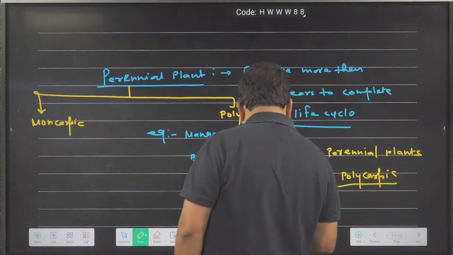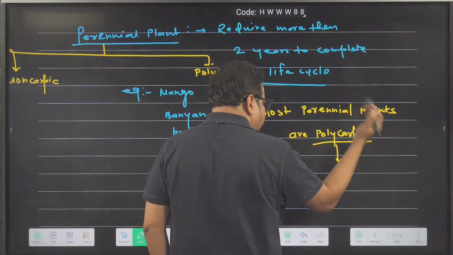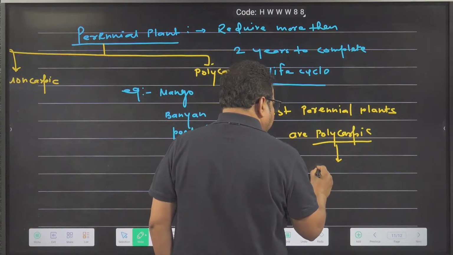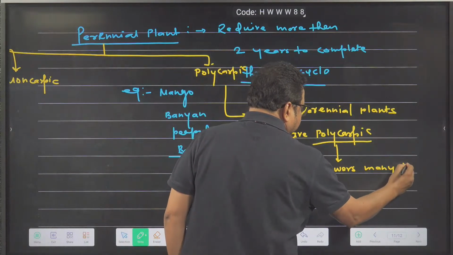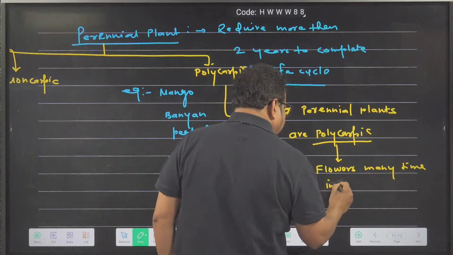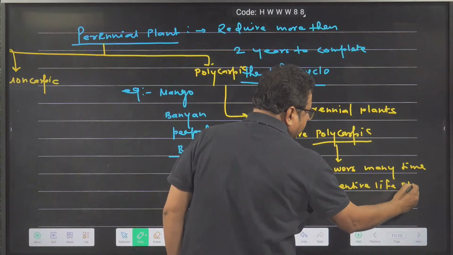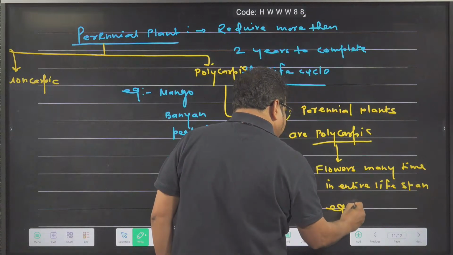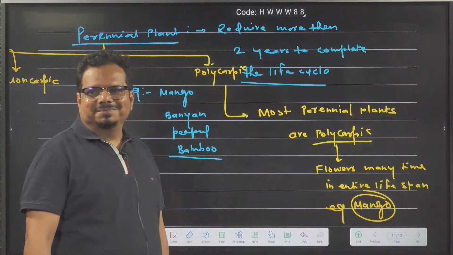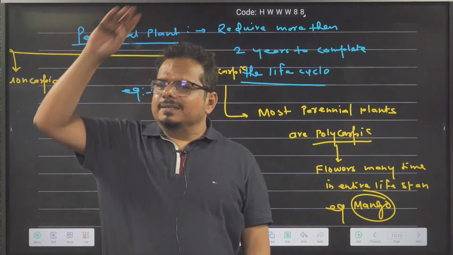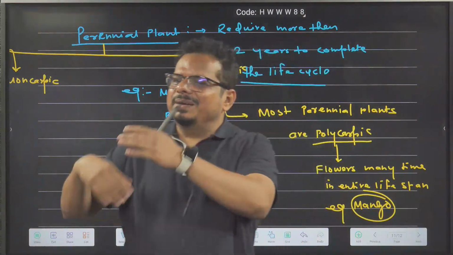What is the meaning of polycarpic? Flowering occurs many times during the entire lifespan. And a beautiful example is mango. If you have a mango tree, it gives you mangoes every year. 2-3 generations eat mango, 4 generations, 5 generations eat mango from the same plant. It means every year it is flowering.